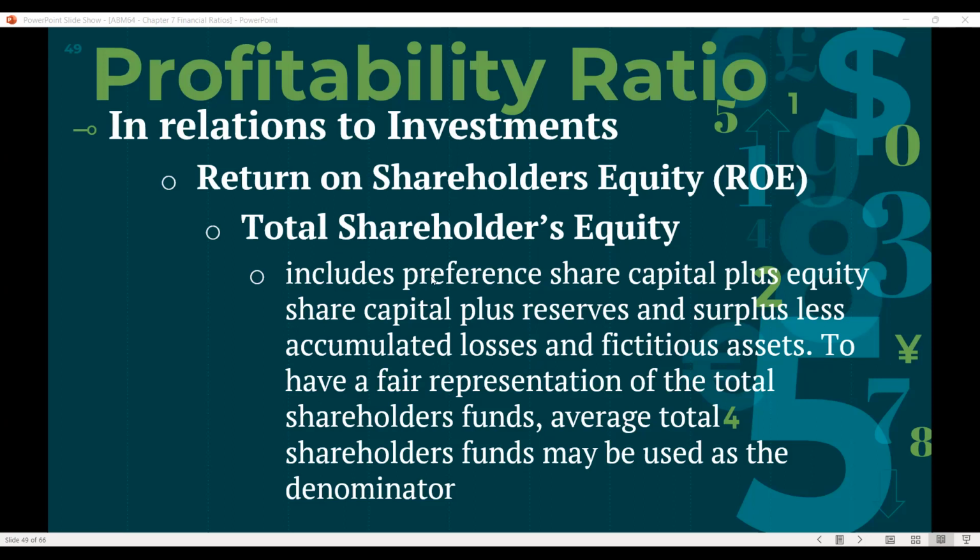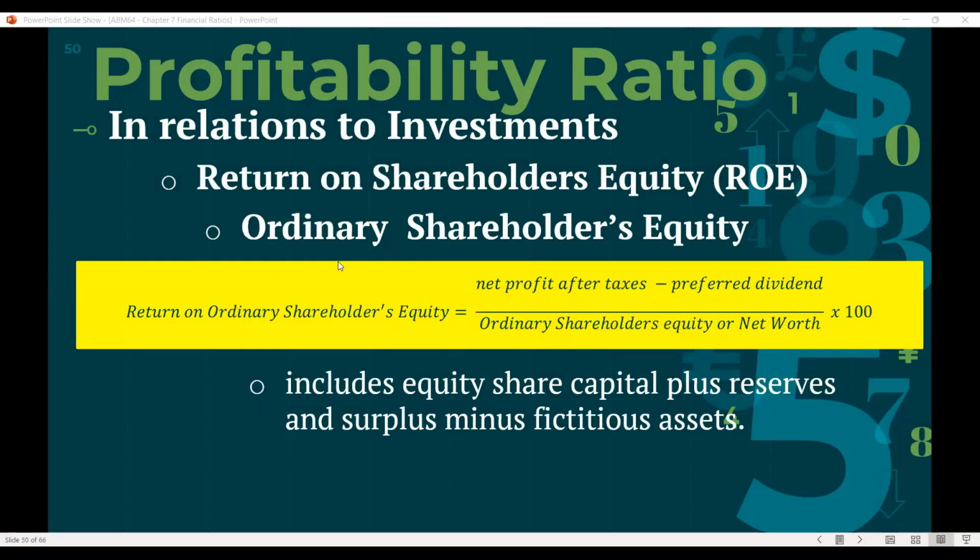So that's for the total shareholders equity itself. So as to how much value or money they had, okay, so these includes, again, the total shareholders equity. So we also have ordinary share equity. So return on ordinary share equity. So net profit after taxes less the preferred dividend over the ordinary share equity or net worth multiplied by 100.